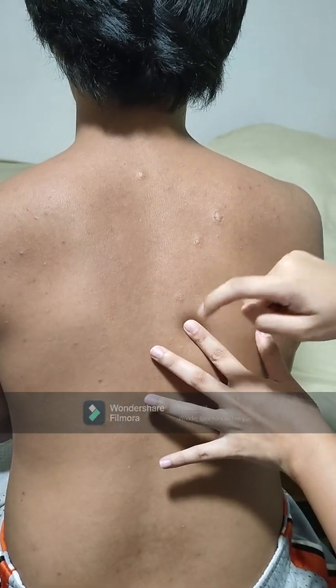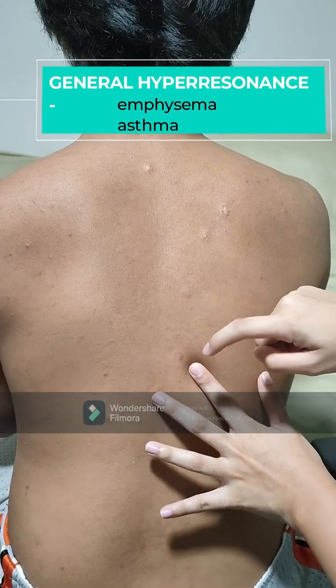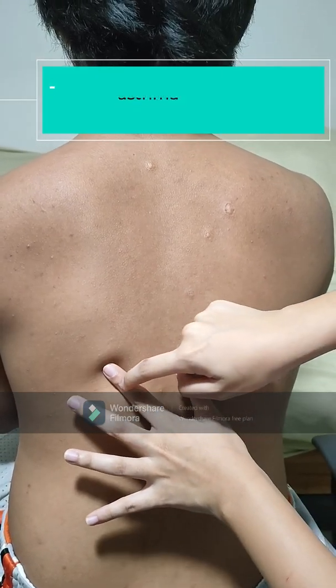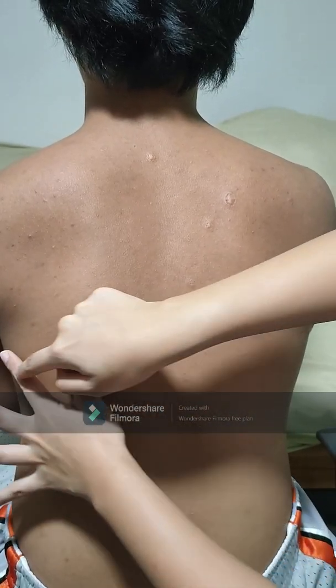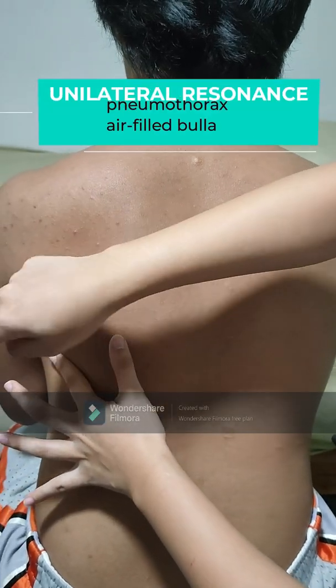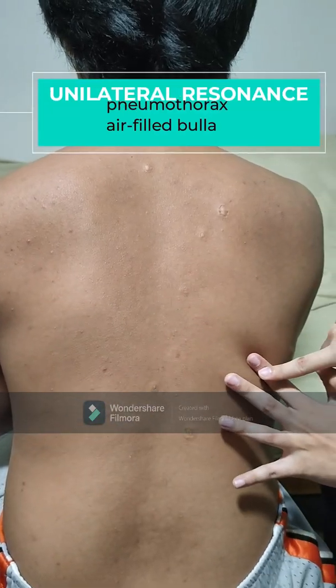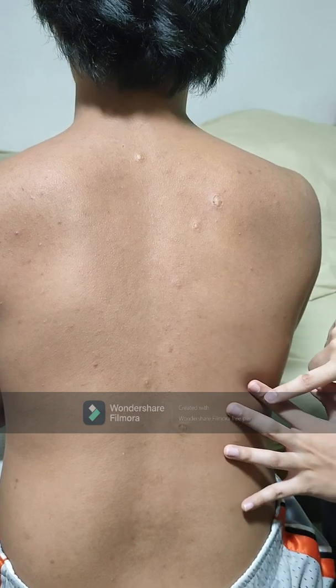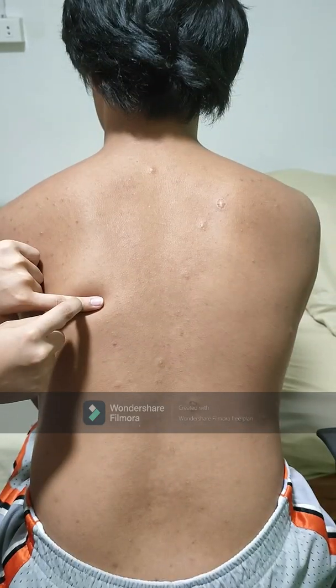General hyperresonance may be heard over the hyperinflated lungs of emphysema or asthma. Unilateral hyperresonance suggests a large pneumothorax or possibly a large air-filled bulla in the lung. We could also identify the descent of the diaphragms, or diaphragmatic excursion.